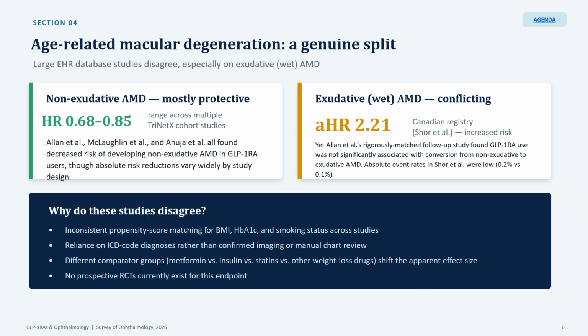Now, why do these studies disagree? Because there is inconsistent propensity score matching for BMI, HbA1c, and smoking status across studies, and there is a reliance on ICD code diagnosis rather than confirmed imaging or manual chart review. There are different comparator groups like metformin, insulin, statins, and other weight loss drugs, and no prospective RCT currently exists for this endpoint.